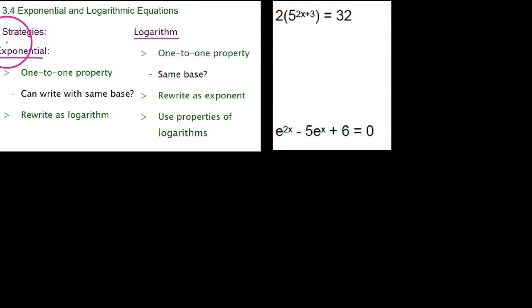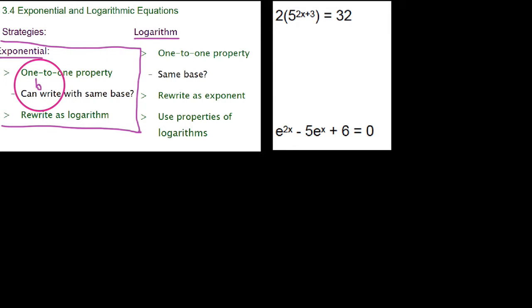So at least for exponential equations, let's take a look at what we have as a checklist of strategies to solve them. The first one is the one-to-one property. Remember, this basically says that if I have a base b to the x power equal to the base b to the y, that implies that x and y would have to be the same thing. This is by far one of the easiest methods to use when you solve an exponential equation. But also, we can rewrite it as a logarithm.